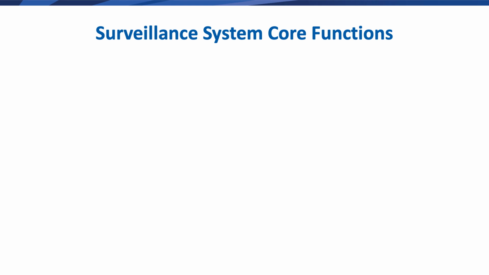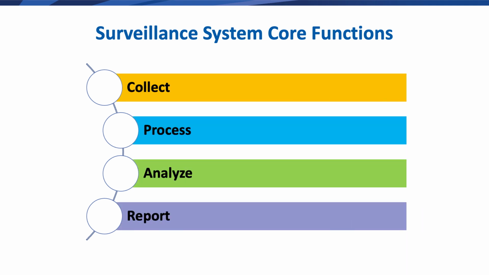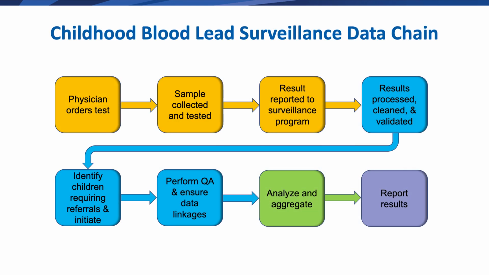When developing a surveillance system, there are 4 core functions that the system must address regarding data. It must be able to collect, process, analyze, and report. Within the blood lead surveillance systems, there are many steps that correlate to each of those 4 functions. As you can see in this flow diagram, the results must be reported to the state programs, processed and cleaned, analyzed and aggregated, and finally, reported out. Each state has different systems in place to ensure this process is functioning for them, but the overall concept is the same across the board.